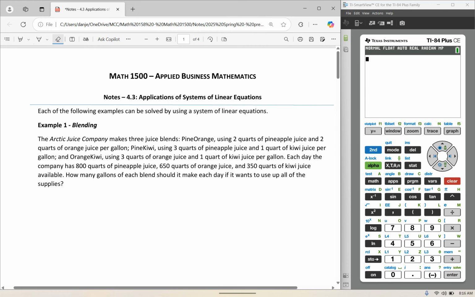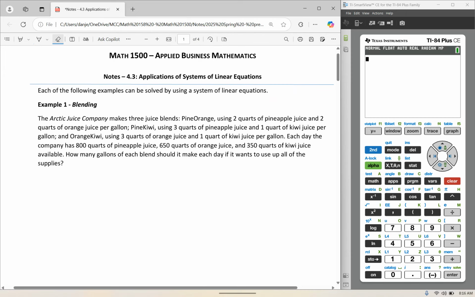So first of all, an example like this, blending. The Arctic Juice Company makes 3 juice blends. A pine orange blend using 2 quarts of pineapple juice and 2 quarts of orange juice per gallon. Pine kiwi using 3 quarts of pineapple juice and 1 quart of kiwi juice per gallon. And orange kiwi using 3 quarts of orange juice and 1 quart of kiwi juice per gallon. Each day the company has 800 quarts of pineapple juice available, 650 quarts of orange juice, and 350 quarts of kiwi juice available. How many gallons of each blend should it make each day if it wants to use up all of the supplies?